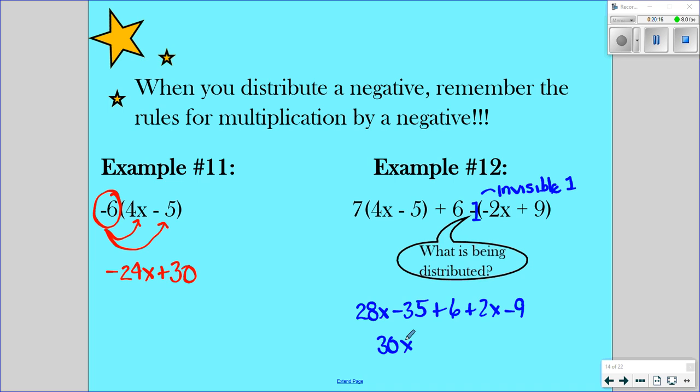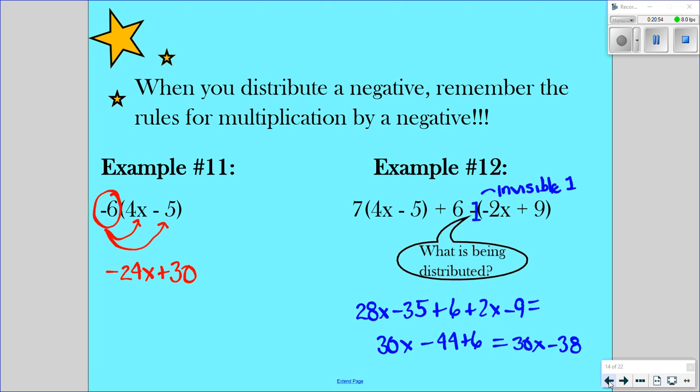So then that means we're going to add the 35 and the 9. So that'd be negative 44. And then bring down the 6, and then continue to combine. So negative 44 and positive 6 gives us negative 38. Can't combine these two, so we're down to our answer: 30x minus 38. And there you go.